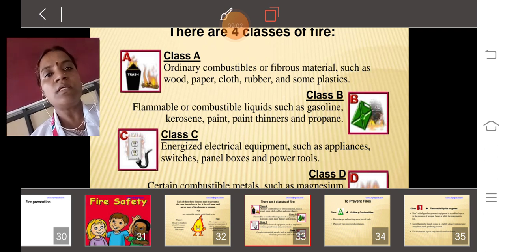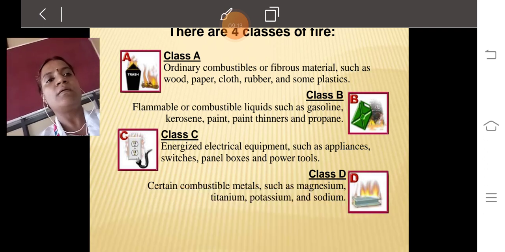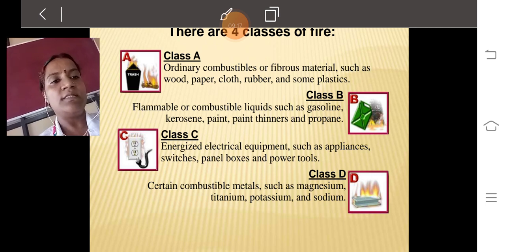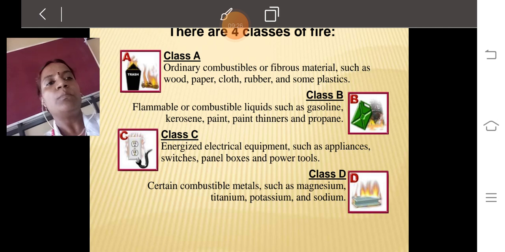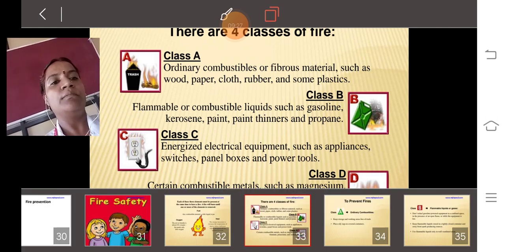Class C, the energized electrical equipment like switches, panel boxes and power tools. These all come under class C. And the last one is class D. Class D contains combustible metals such as magnesium, titanium, potassium and sodium.